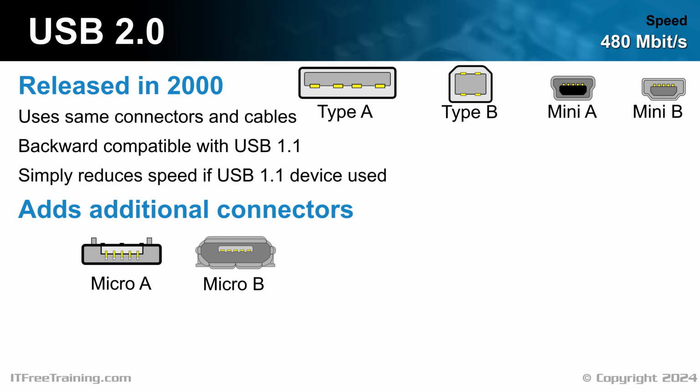The USB 2 standard also adds 2 additional connectors. These are the micro connectors. As before, you have the Type A connector which is designed to be plugged into a device like a computer, and the Type B connector that is designed to plug into your device. Most computers don't use the micro A connection but rather the standard Type A connection.